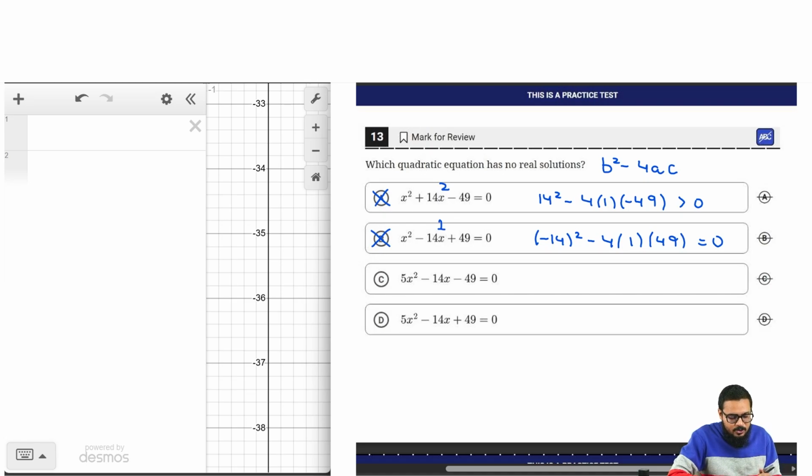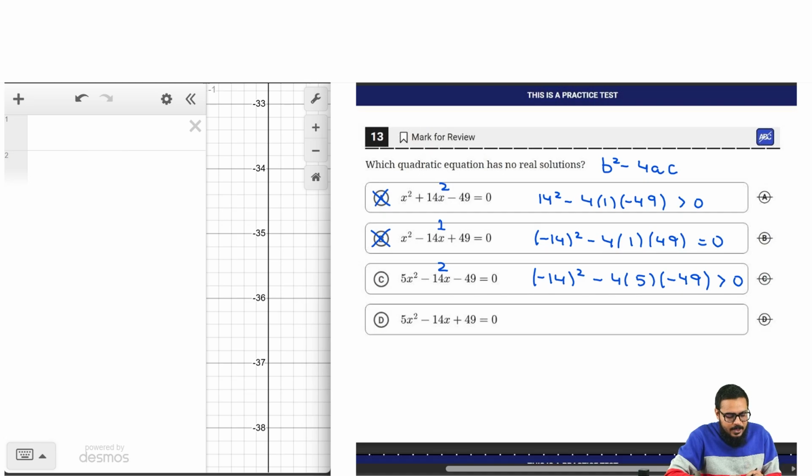So let's move on to the third one. It says 5x squared minus 14x minus 49. So that would be minus 14 squared as 196, minus 4 times a is 5, and c is minus 49. I think it will again be a positive number, because minus times minus is positive and 196 is again a positive number. So that will again be greater than 0. So we'll have 2 real solutions again.